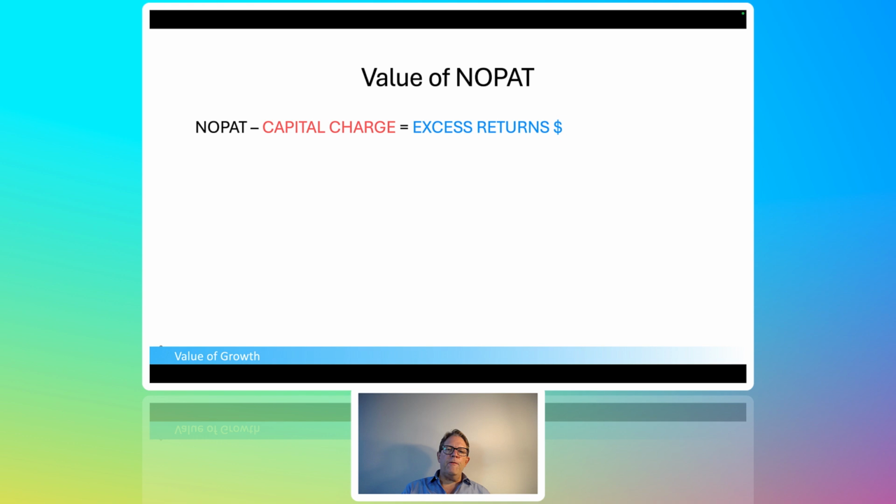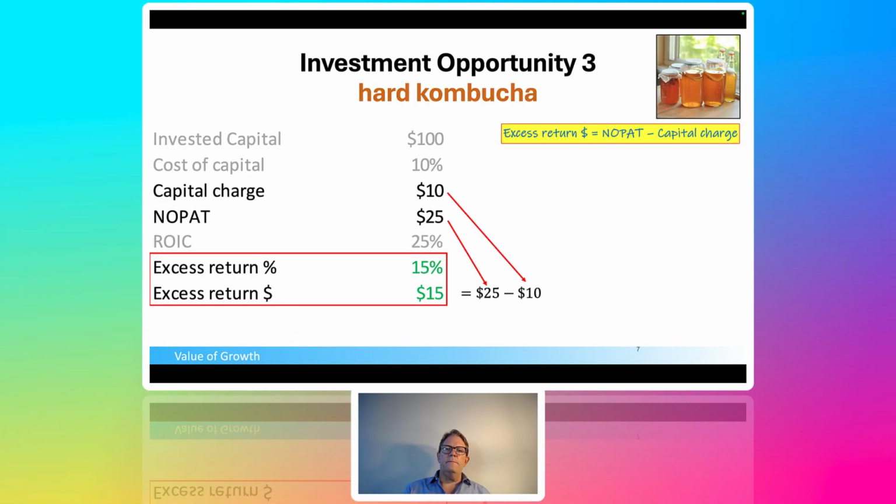All right. So from this analysis we did, this investment opportunity, looking at the yellow box, we know that excess return in dollars equals NOPAT minus capital charge. Capital charge is the amount of money the company has to make on its investment to justify its cost of capital. That's the capital charge. And so if I take and subtract that from NOPAT, I'm left with those excess returns.